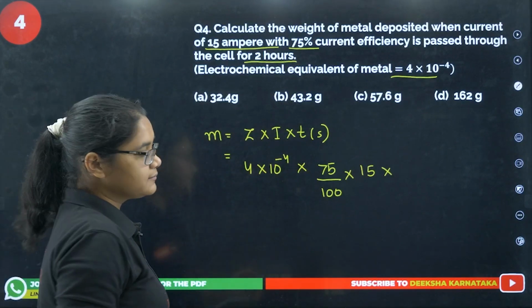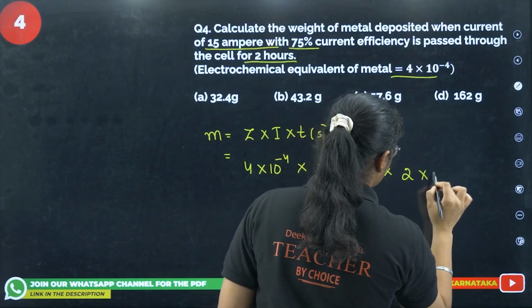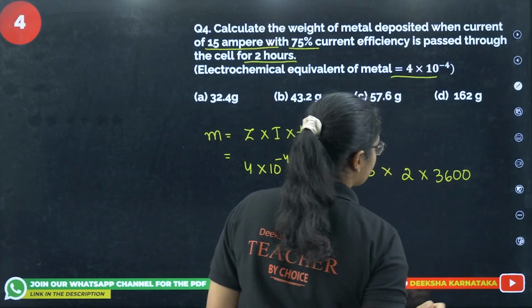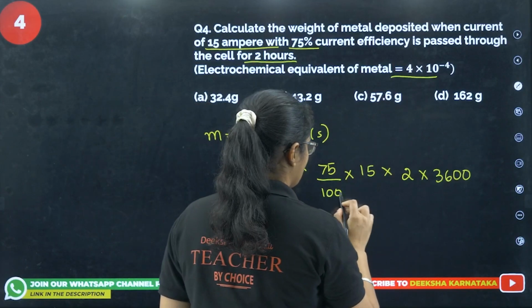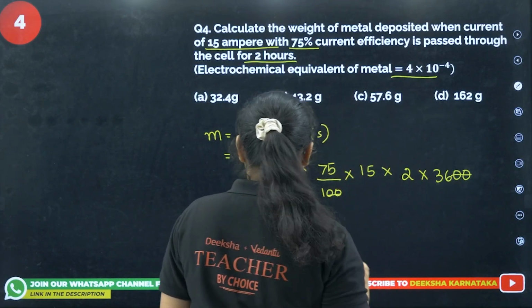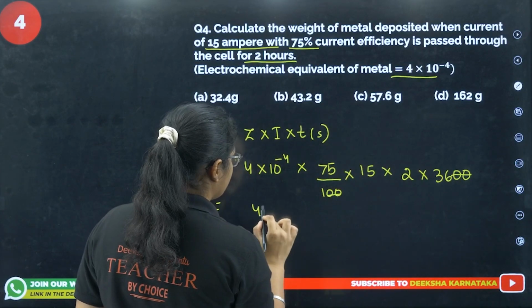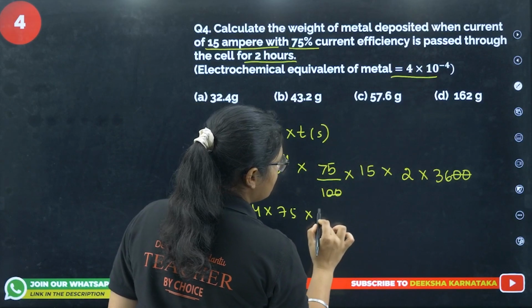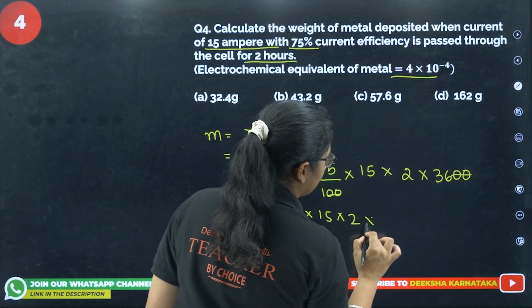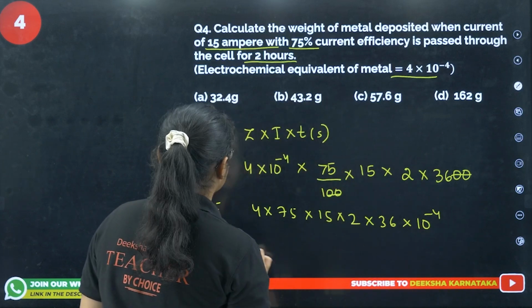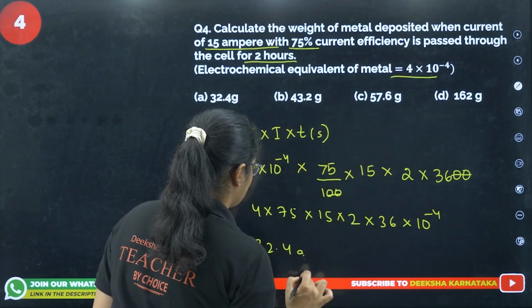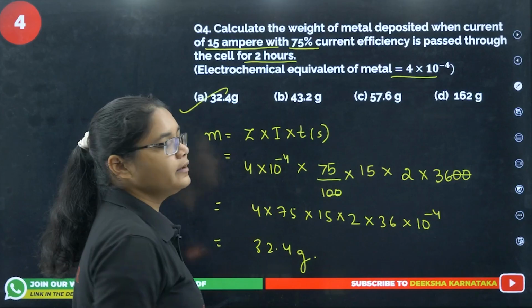Time is 2 hours. You should convert it into seconds. So 1 hour is 3600 seconds. So this is the final calculation you have to do. That is 4 into 75 into 15 into 2 into 36 into 10 to the power of minus 4. If I solve this, I'll get 32.4 gram, which is my option number A here.